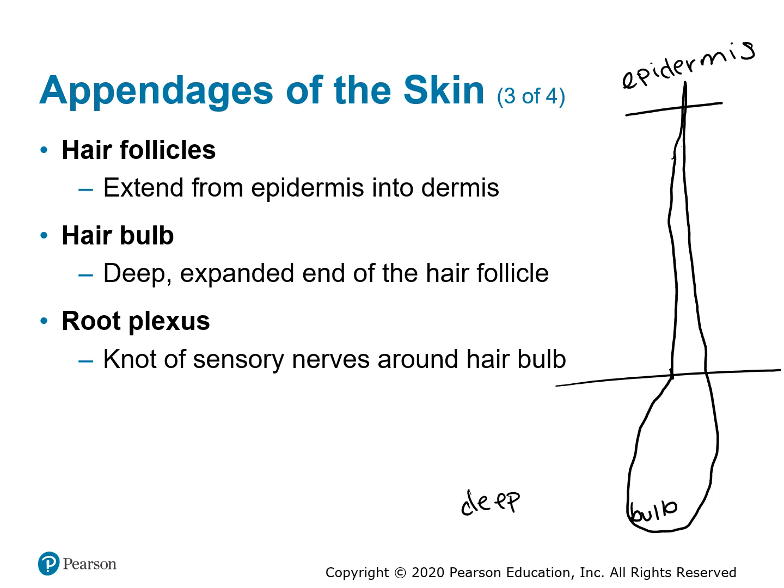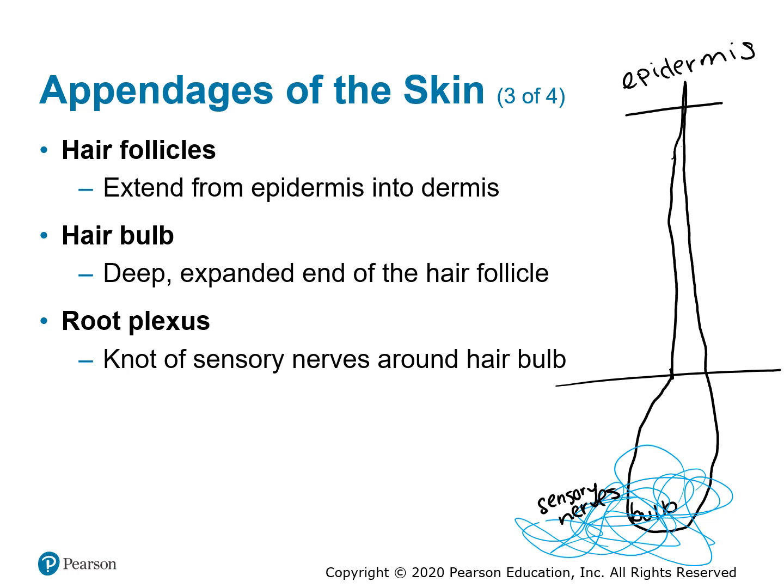And then remember how I was saying kind of those nerves that help with sensory recepting and all of those things, those hang out right down here, right near the bulb of the hair root. Okay, so these are sensory nerves that help you feel things along the hair follicle. Okay?